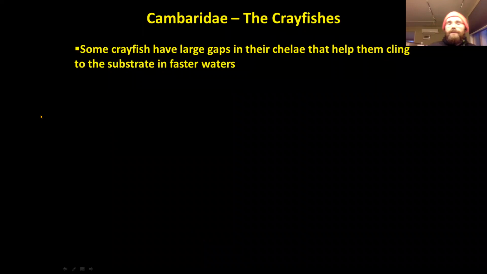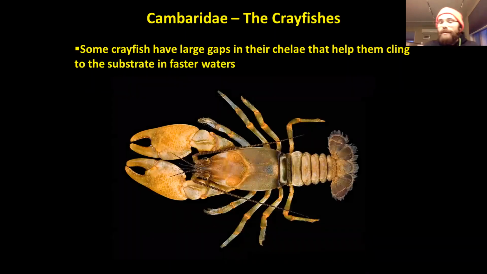Some crayfish are going to have large gaps in their chelae that help them cling to the substrate in faster waters. So here we have Cambarus diapalma, and look how weird this thing looks compared to the last crayfish. So we have these really big, bulky claws, and then this sort of gap in here. So this is called a hydrofoil.